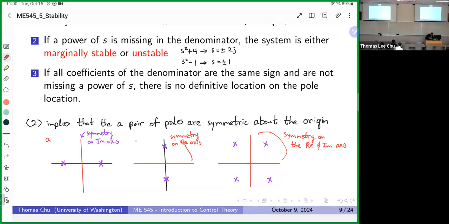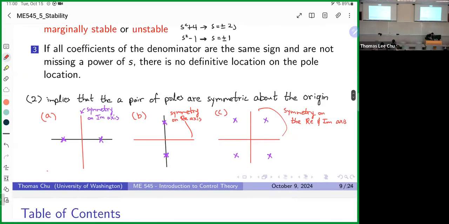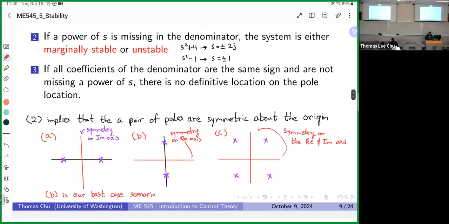So if I label this A, B, and C, B is our best case scenario, because at best we can do now is a marginally stable system. A and C will automatically guarantee that our system is unstable. So the odds are kind of stacked against you right here if you have a missing power of s.